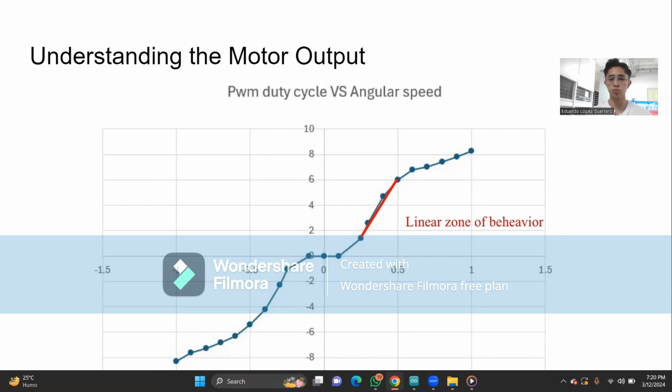Positive and negative represent basically rotation to one side or the other, and we decided to use a linear approach to this problem on this red part, which is a linear zone where we saw that we can model our motor and establish some gains, some values to start to control the velocity or the behavior of our motor.